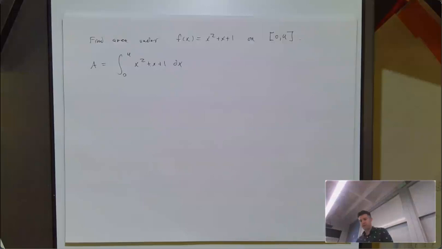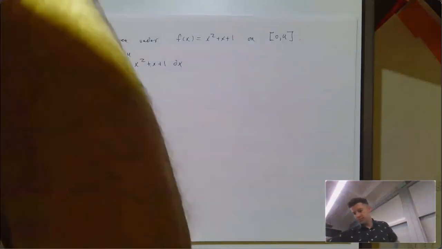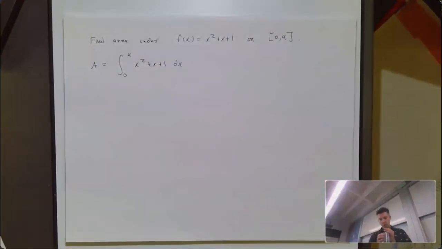I know it's been a while. It has a box. So I want you actually to find the area. So actually just anti-differentiate it and plug in the limits of integration.